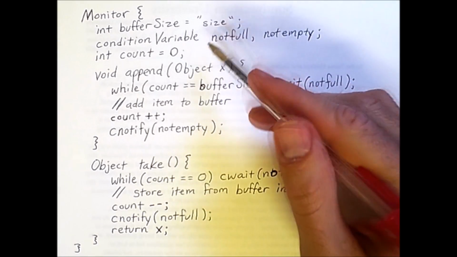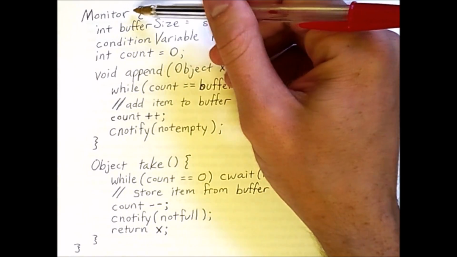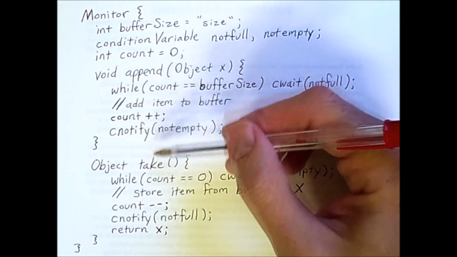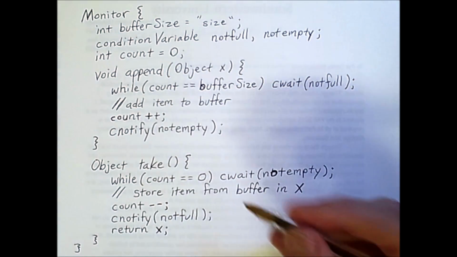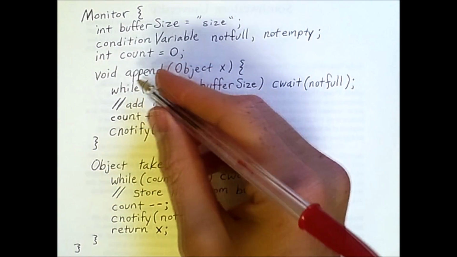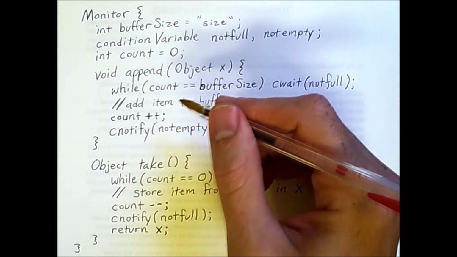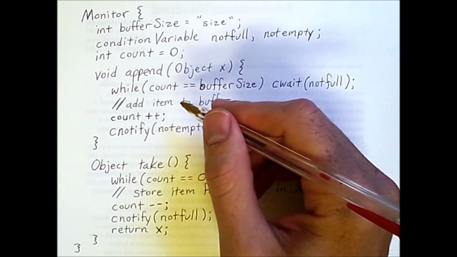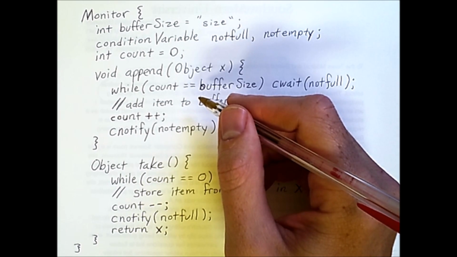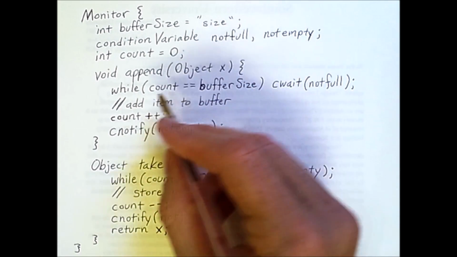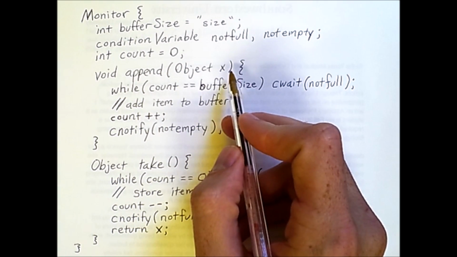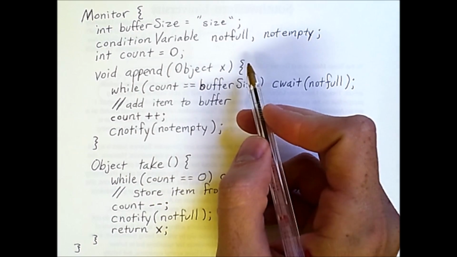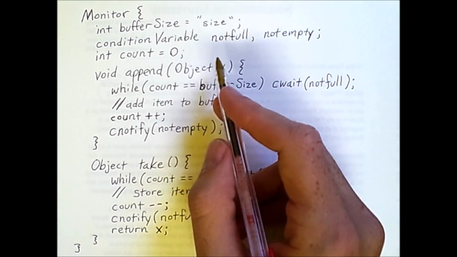Now keep in mind that simply by virtue of being inside of a monitor, access to this append command is already mutually exclusive. So simply by calling append, it's very similar to the previous solution, to doing semWait on S and semSignal on S. So we enter append. We want to append a particular object X to the end of the queue, to the end of the circular buffer.